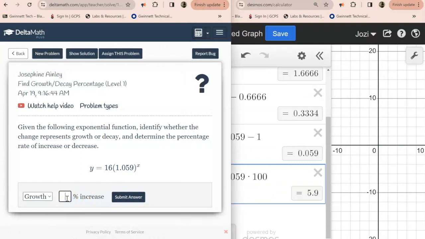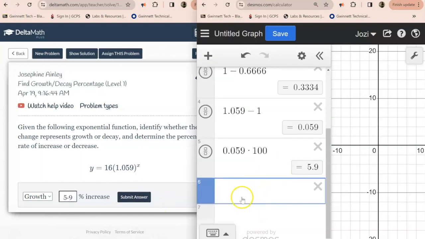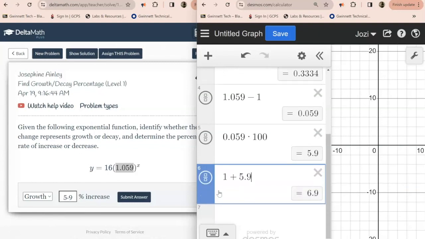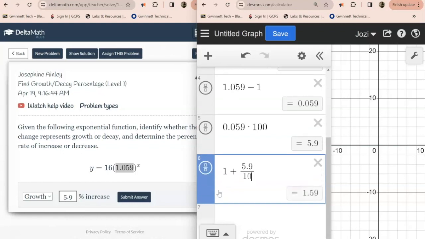Now, remember, do not just put this in blindly. Just check if you did it correctly, right? So what am I going to do? In order to put it in this parenthesis of 1 plus, I'm going to do 1 plus. And remember, I got to take the percent, which is 5.9. And I got to get rid of the percent, so I divide by 100. And I should get the number that's in here, which is 1.059.